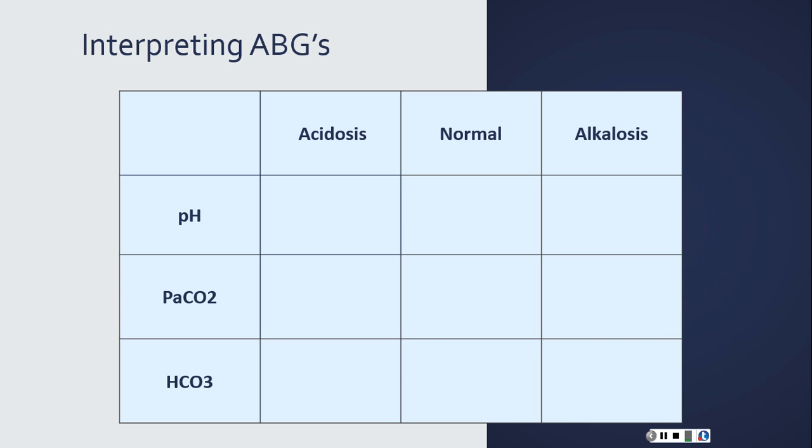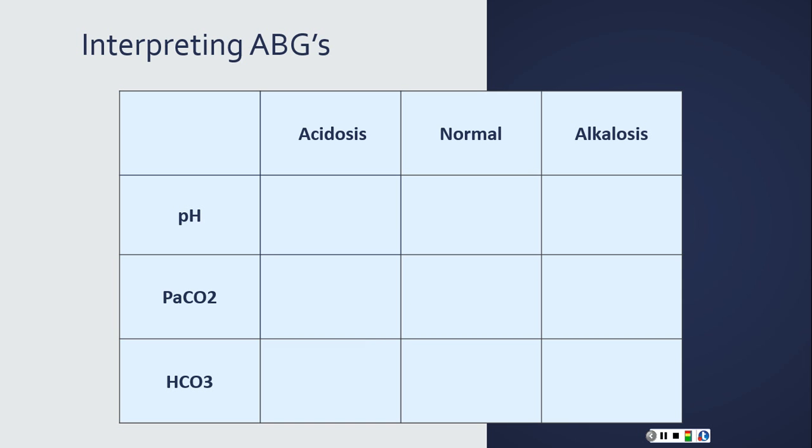Now, let's look at our result. We've got a pH that's what? Acidic. So what do we have? Acidosis. We know that right now, because if the pH is abnormal and it's below 7.35, we have acidosis of some kind. Okay? So that's our first step.